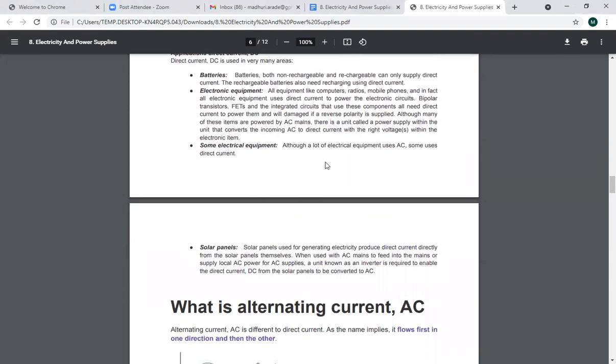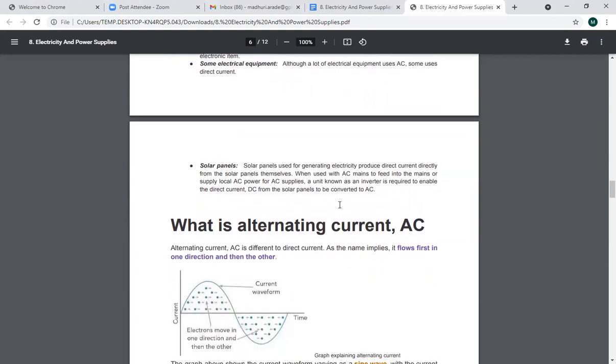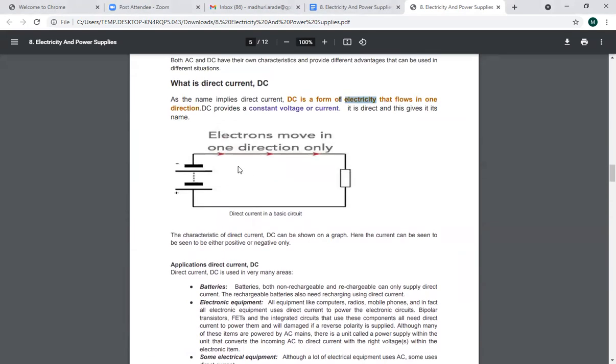Then some electrical equipment also uses direct current. Solar panels, which generate electricity, produce it in the form of DC. So just look at this diagram, how exactly it is flowing.